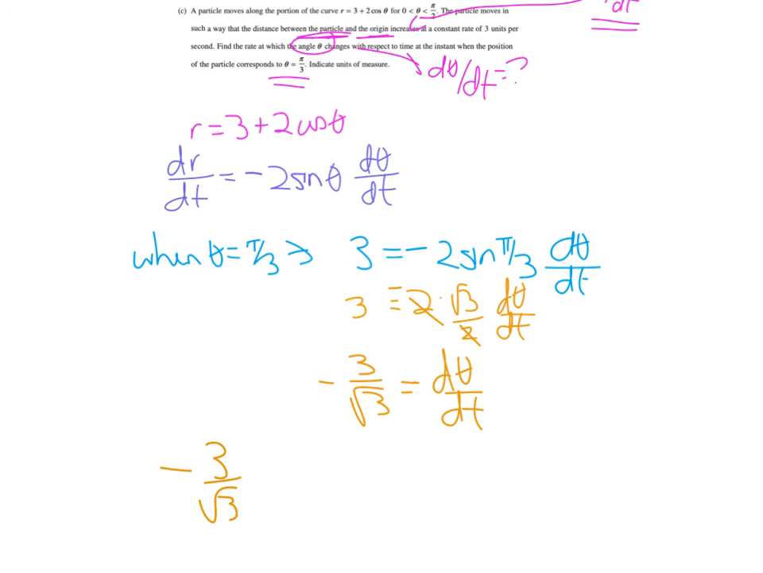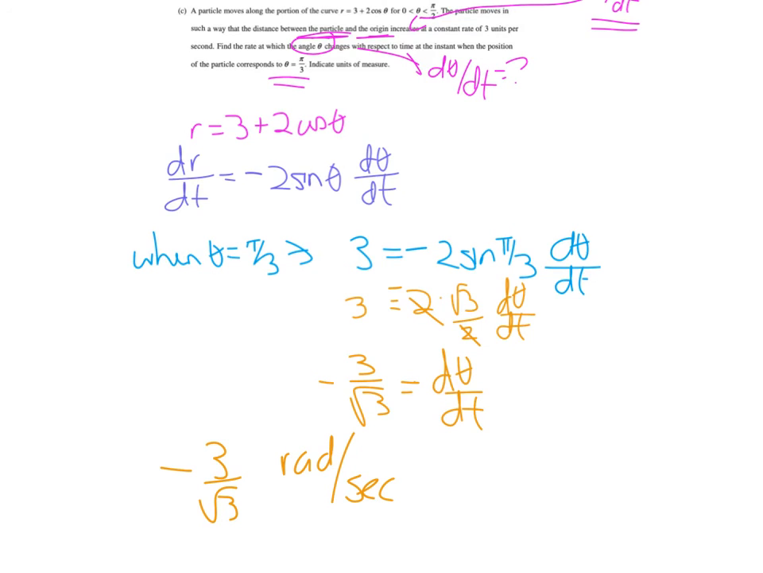dr dt was in units per second. d theta dt is in radians per second. So this per seconds go away. And then it's units. Actually, I'm thinking too hard. So d theta dt is the radians and then seconds. So just radians. I got myself twisted up there. Per second.